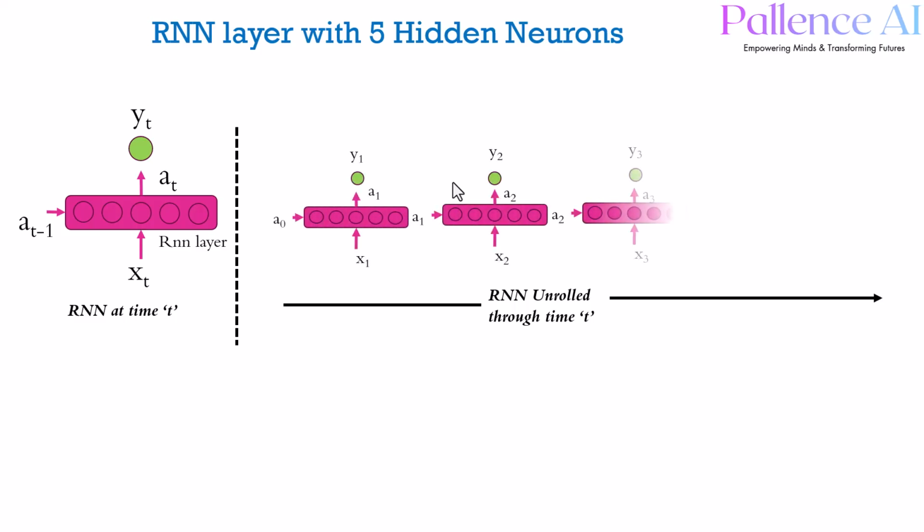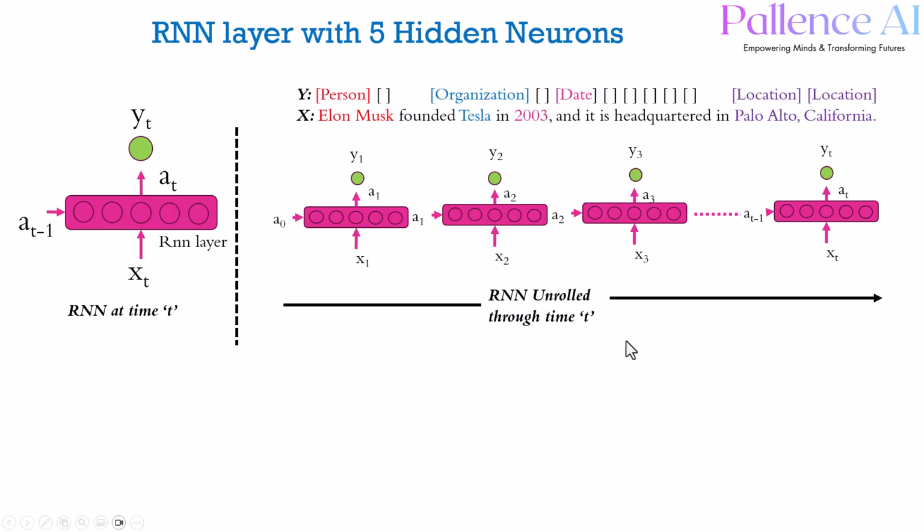Okay. So it can look something like this. See, now hopefully it's getting a little bit better. It's more clear. So now you can think of x1, x2, x3, if it helps, as some kind of a sentence. Let me just put it here. So let's say X is "Elon Musk founded Tesla in 2003 and it is headquartered in Palo Alto, California." So x1 is Elon, x2 is Musk, x3 is founded, and so on until the last word, California, xt.